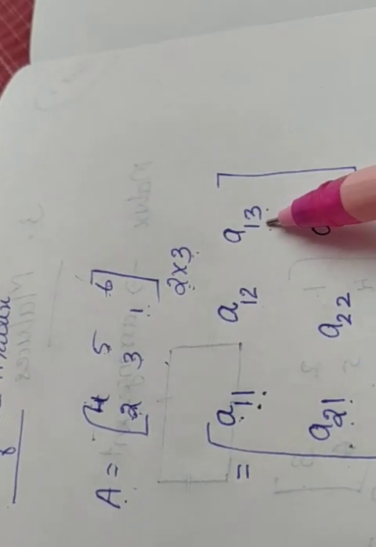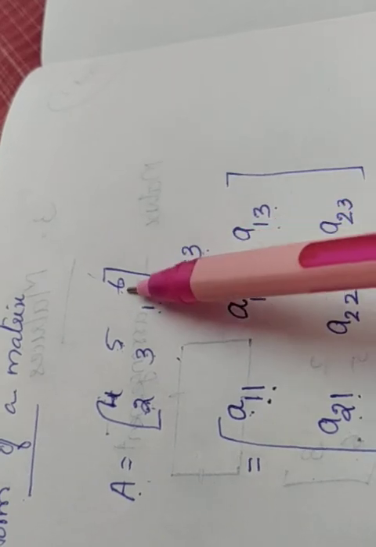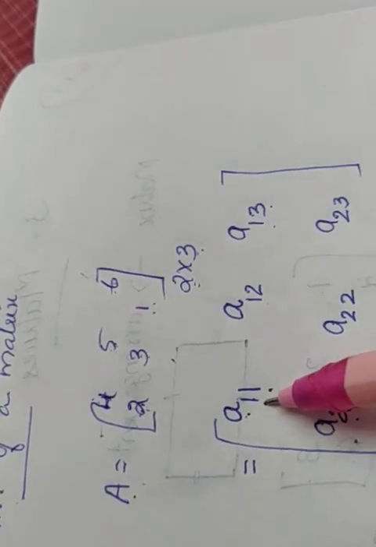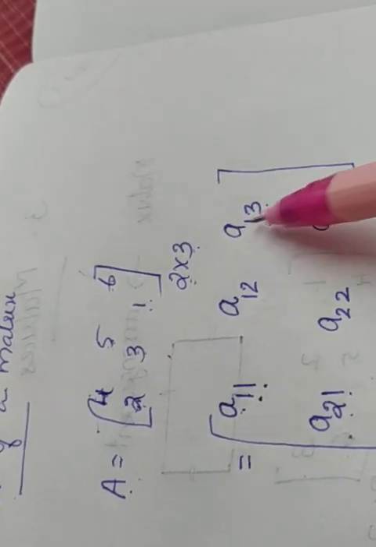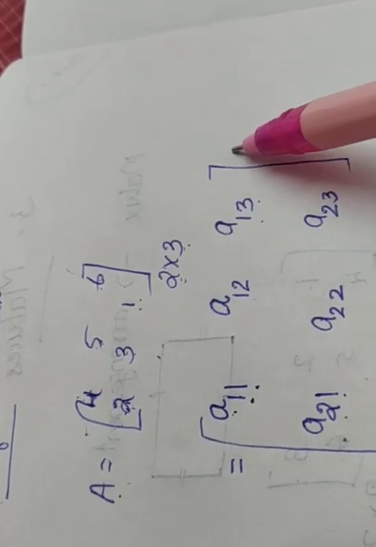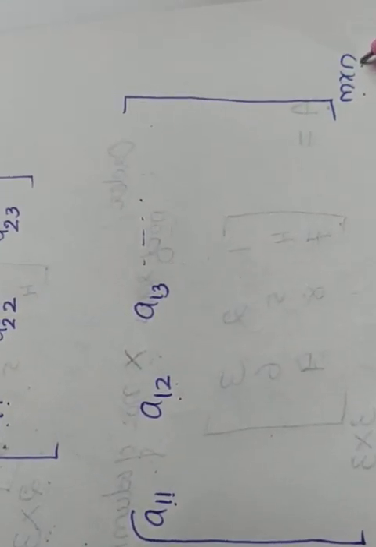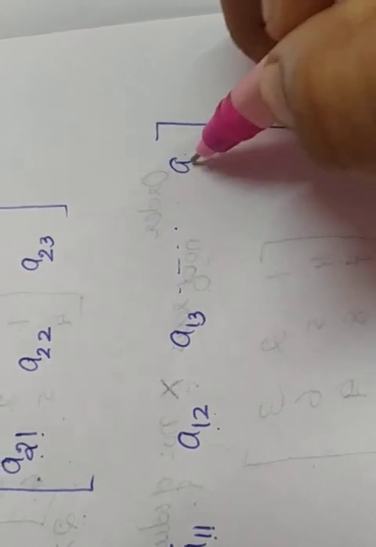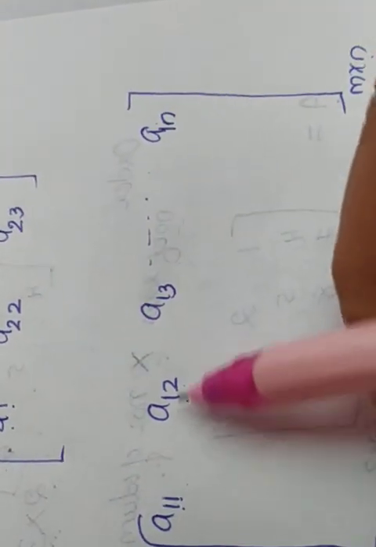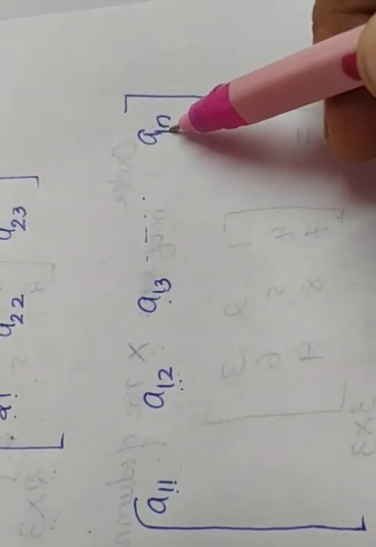So what is the position of the last element in the first row? A11, A12, A13. If the column number was 4, we would have one more element, A14. Same way, can you say what will be the last element I have to write? Since there are N columns, it will be A1N. A11, A12, A13, etc., A1N.